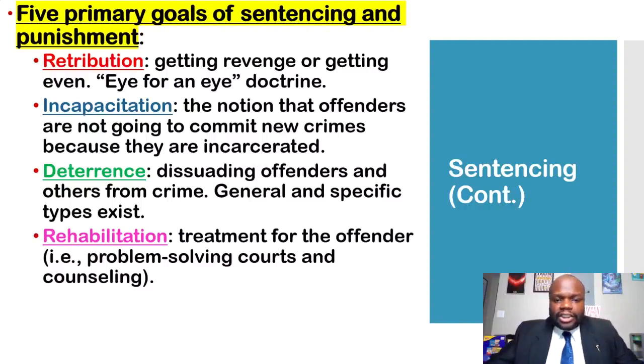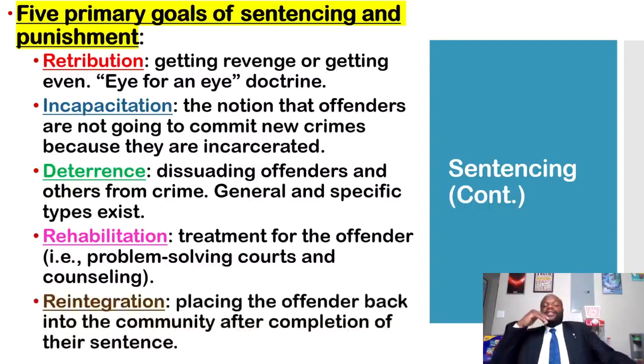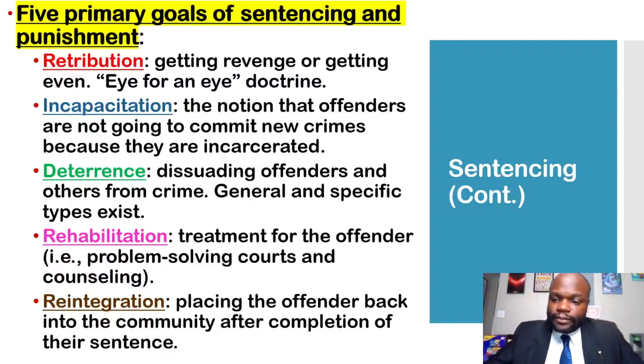We also have rehabilitation. That's where you treat a person, right? You see them as sick and they need treatment, and through rehabilitation, the goal is to provide them with services. It could be problem-solving courts we talked about. It could be counseling. It could be other services. And then reintegration is our last one. That's where the person goes back into the community after they completed their sentence.